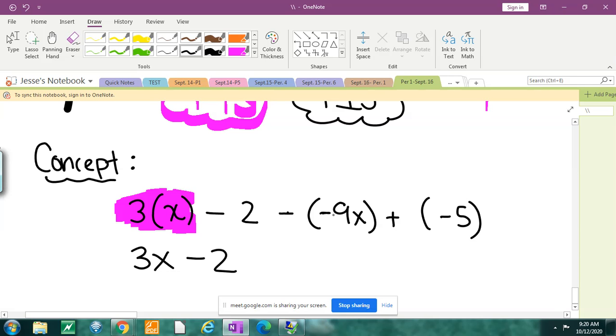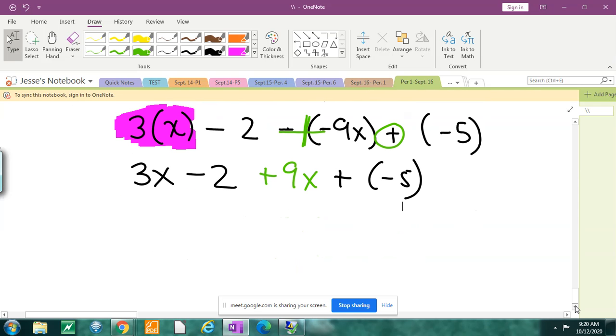What about here? Minus a minus. Oh, we got to change that to a plus, right? Negative times negative, that has to be a plus. So I'm going to go ahead and put plus 9x. And what happens with the plus negative 5? Leave it alone, okay? Plus negative 5. Leave it alone.